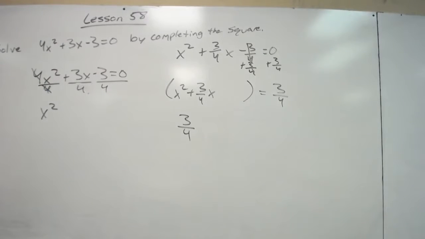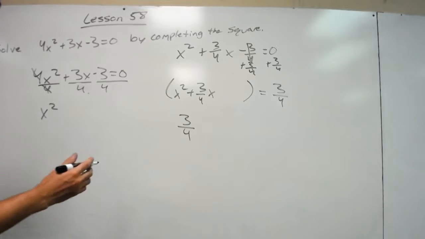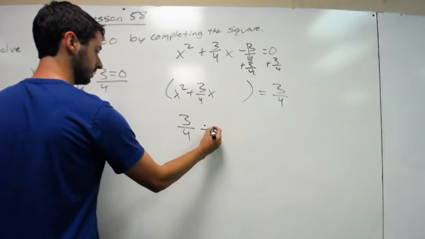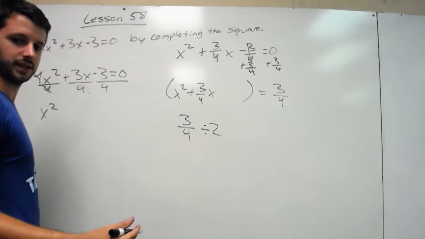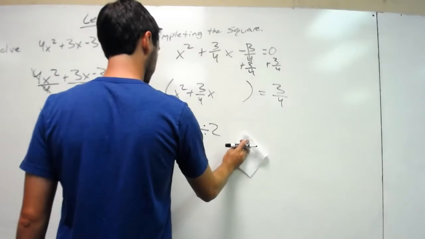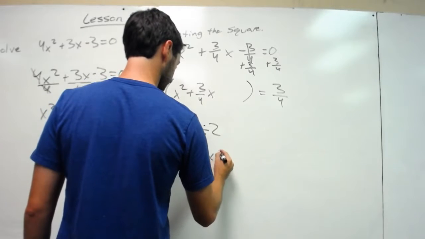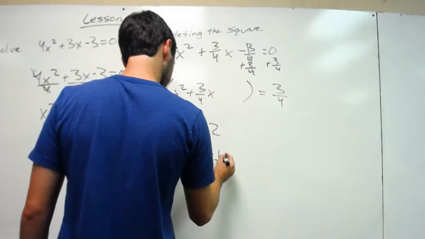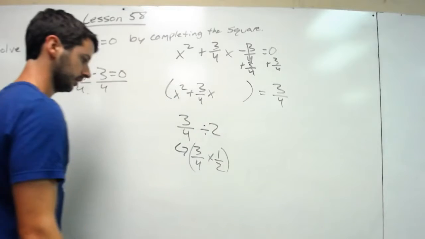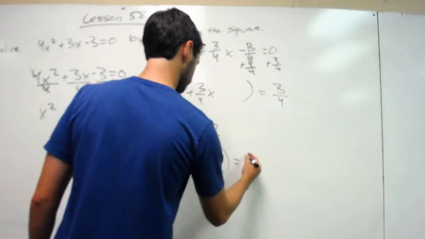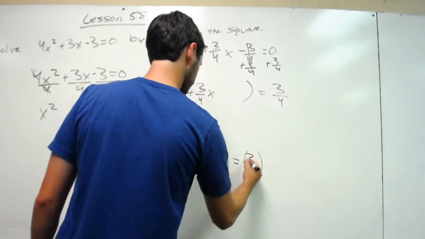If I said divide by 2 this way, it's probably easier to see that way. That's the same as saying multiply by 1/2. Okay, these are the same. So 3/4 times 1/2 is 3/8.